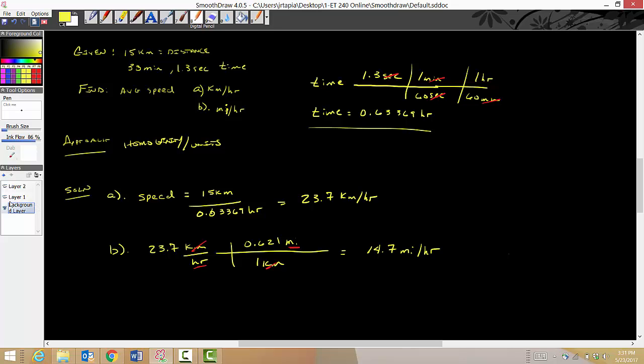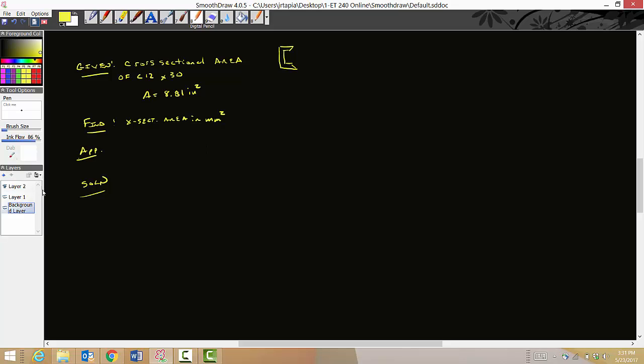Okay, so let's go on to our second problem. So now we're in our second problem. Now we're given a cross-sectional area of a C12 by 30, so that's a C channel, and we're talking about the cross-sectional area. So we're talking about that area that's highlighted there in red. So when we come over there, we're asking to find the cross-sectional area in millimeters squared. So our approach is just going to be a unit conversion, and our solution is pretty easy.